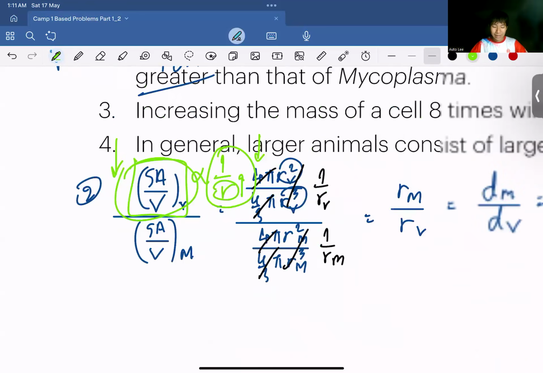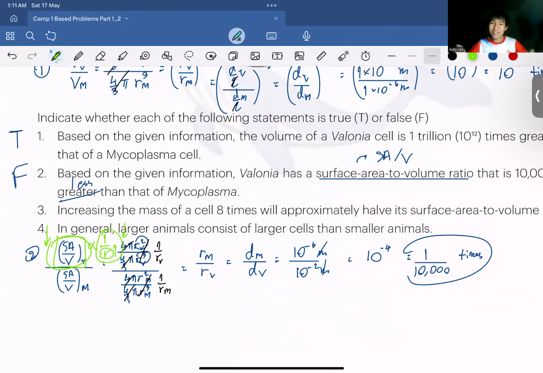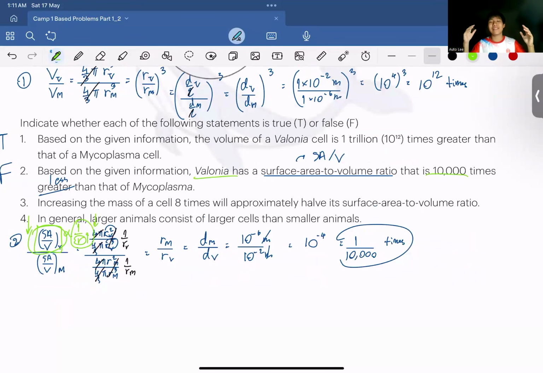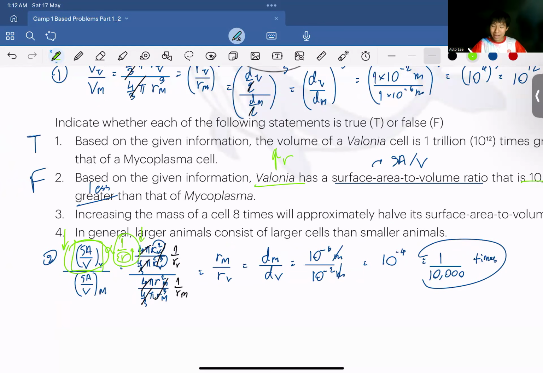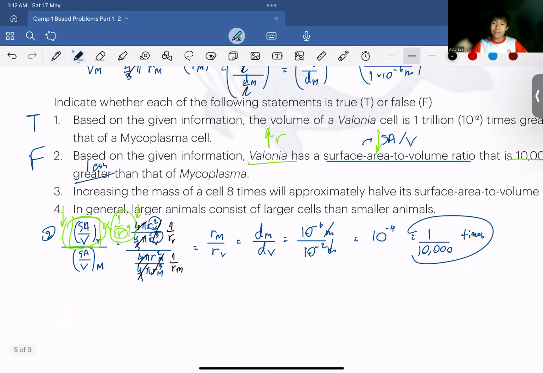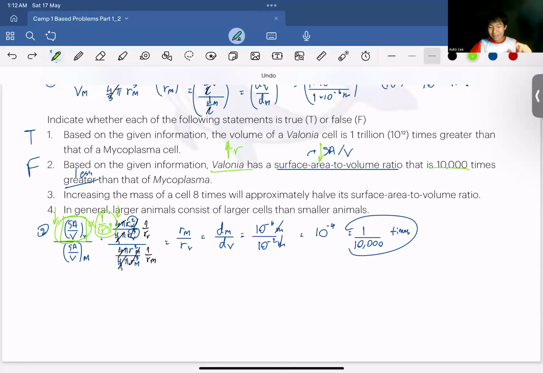Now, with that in mind, we can observe that since Valonia is bigger, even though we don't know the size of the difference in magnitude, we can see straight away that since Valonia has a greater radius, it must have a lower surface area to volume ratio. So that's basically the trick. You don't have to calculate all of this. We can just observe, right? Okay, end of number two.